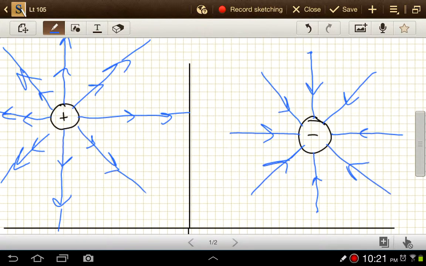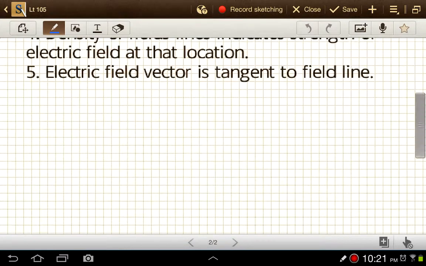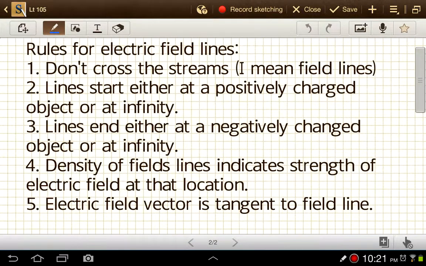Okay, so these are both fairly simple cases for these electric field diagrams. But when we get into the more complicated cases, we need some general guidelines to follow. So the guidelines for drawing electric field lines, or these diagrams: number one, most important rule, I guess they're all pretty important here, don't cross the streams, or the electric field lines. Either way, it would be bad.